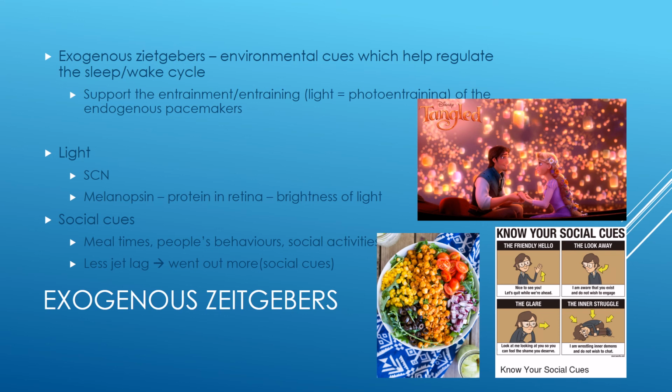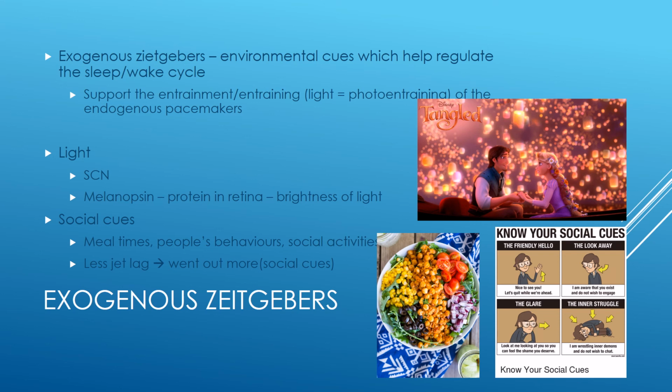So what we say about exogenous Zeitgebers is that they support the entrainment of endogenous pacemakers. And if you want to be fancy, if it's light that is the exogenous Zeitgeber, which is the key one that's doing the entraining, then you can call it photoentraining as well, because photo for light. Okay, and hopefully some of these images will stick in your memory. So, external environmental cues which help regulate the sleep-wake cycle.